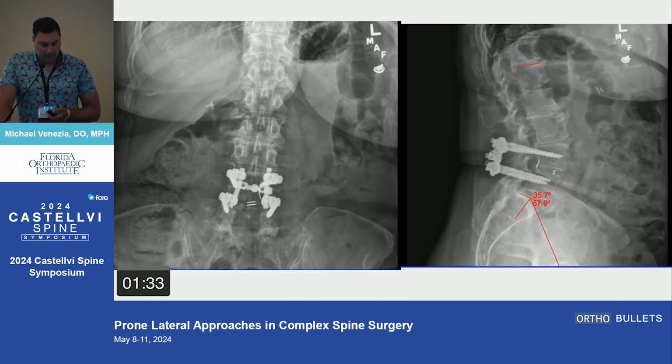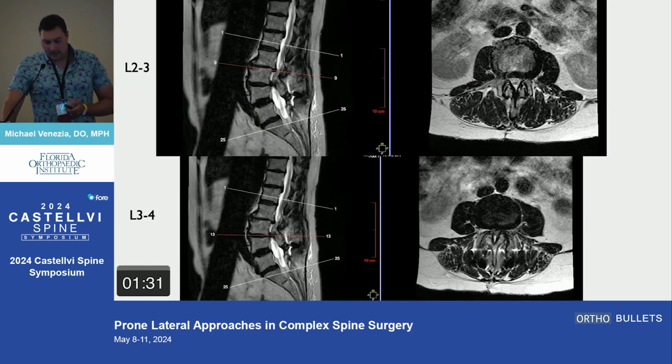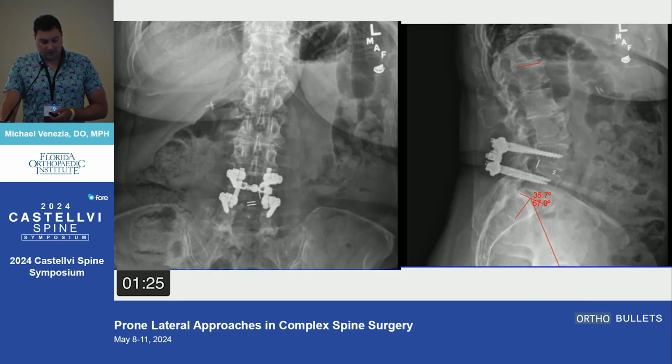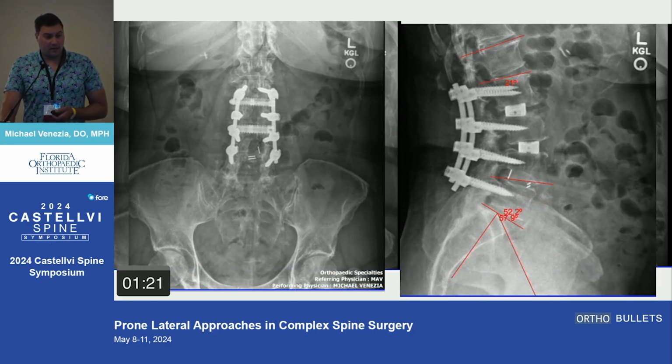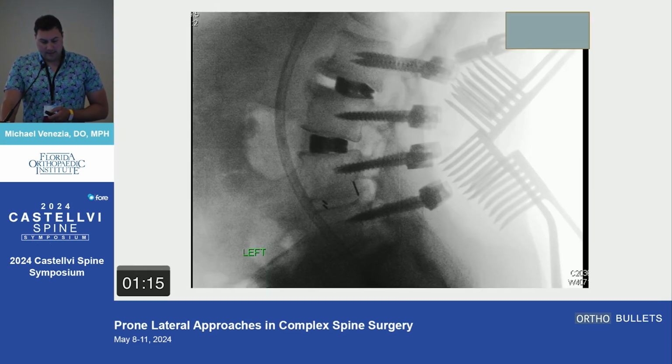Similar patient with 2-level adjacent segment disease. I open decompressed this patient. I thought they had significant lateral recess stenosis. So I was able to open decompress them, realign them, get them well within their parameters, all from one position and not having to add that extra OR time.